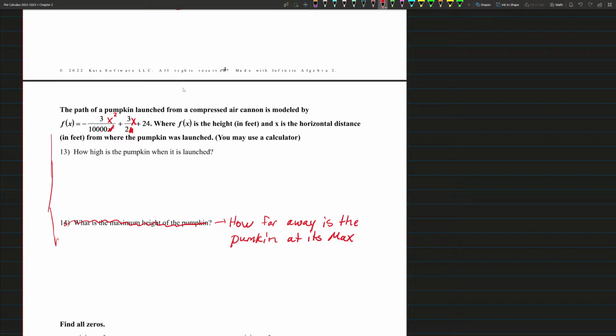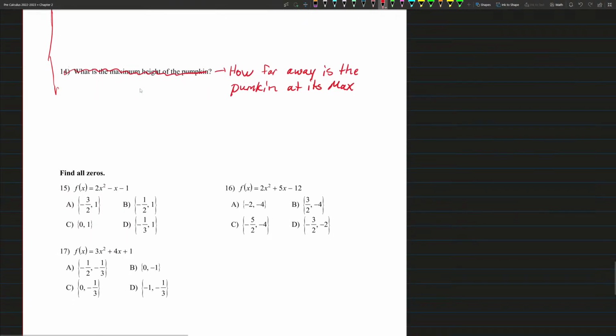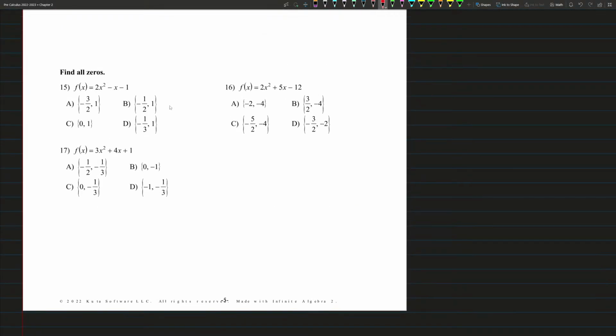So again, this is finding the vertex and then finding the x value of that vertex, which both can be done in the same step. I don't know why I split these two up, but that's okay. And then the last couple, these are multiple choice questions for a reason. I want you to be able to use your calculator. I purposely made them so they're not imaginary numbers. I'm just trying to get you to use your calculator a little bit.